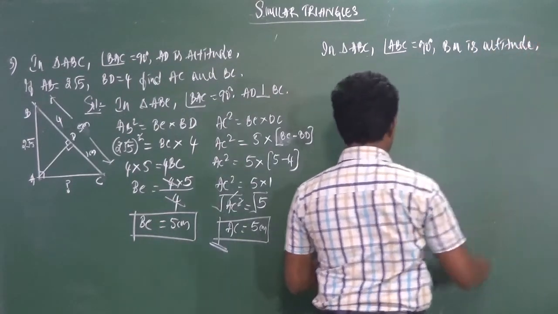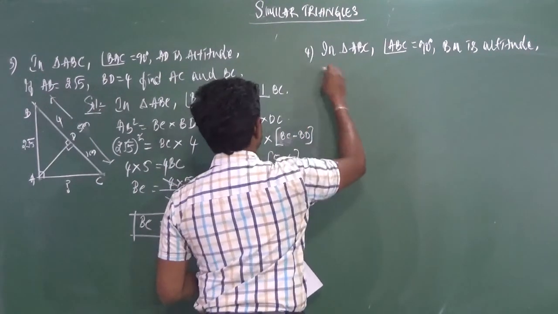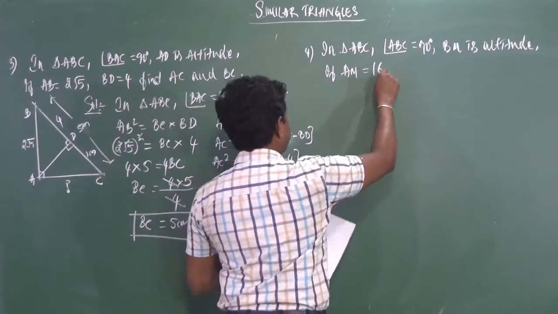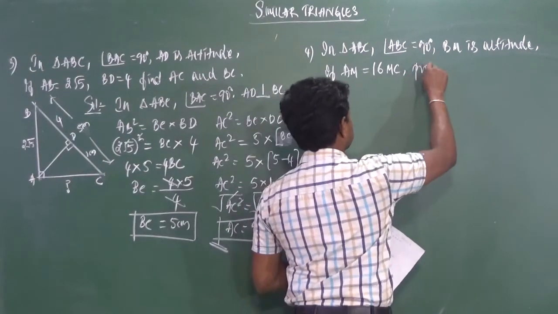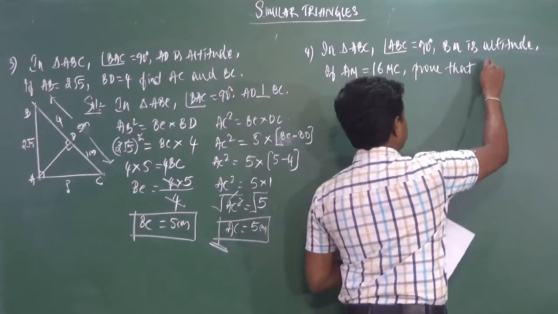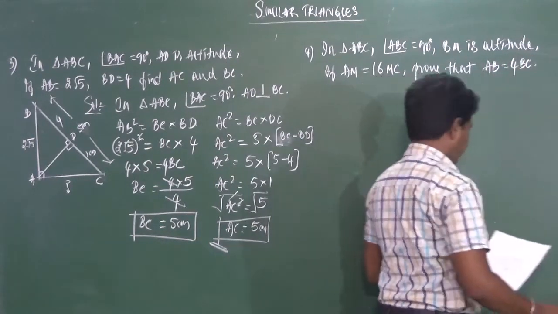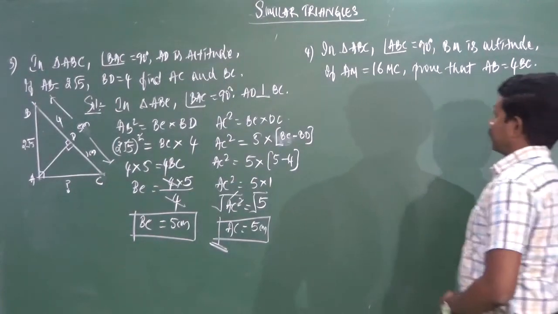BM is the altitude. If AM is equal to 16 MC, prove that AB is equal to 4 BC. Prove that AB is equal to 4 BC. Okay.